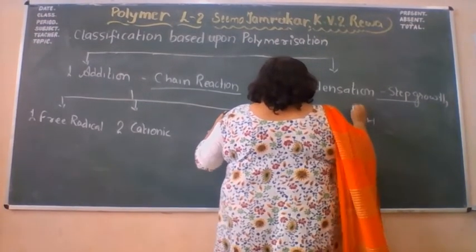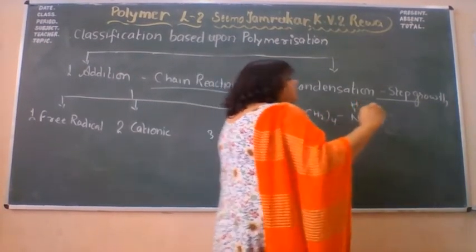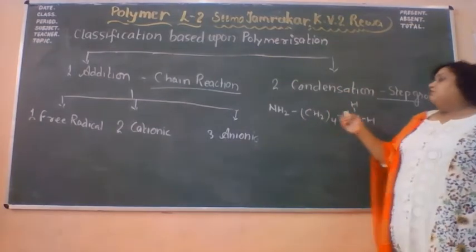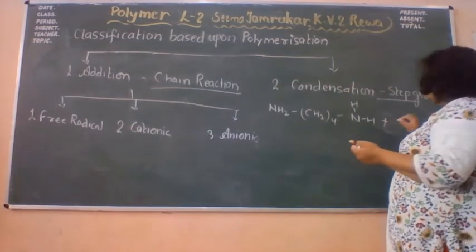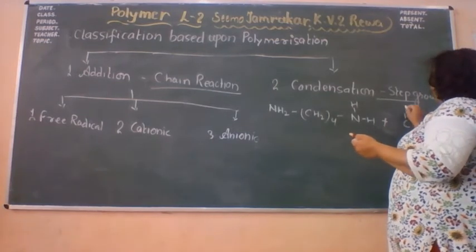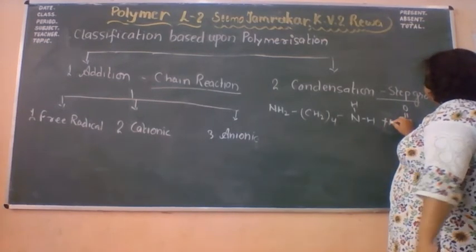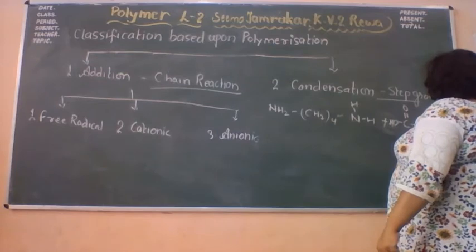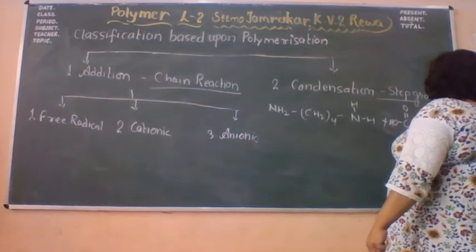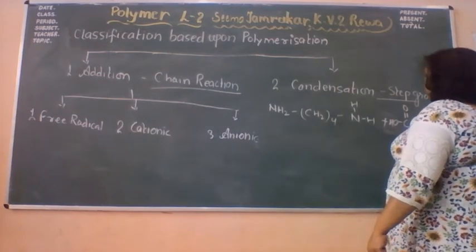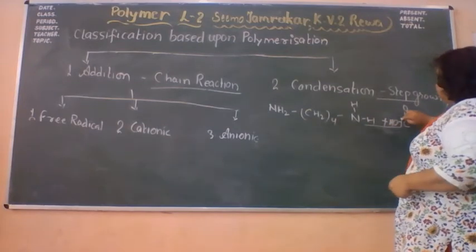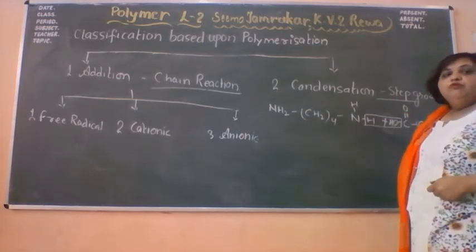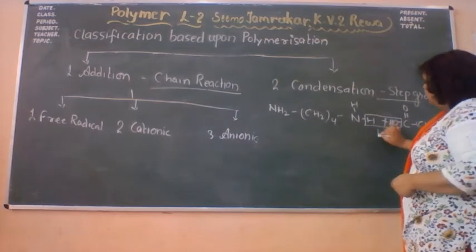NH, and the second of its monomer unit is adipic acid, that is again a dicarboxylic acid, COOH CH2 whole 4 and COOH. What happens here? The condensation reaction takes place by the removal of this water molecule, right?